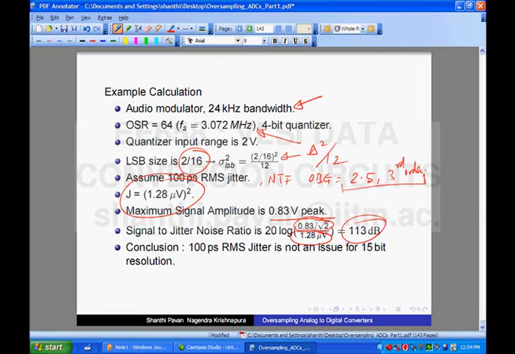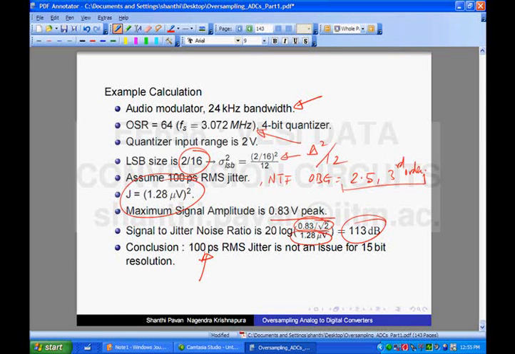You understand? So the conclusion is that 100 picoseconds RMS jitter is not an issue if you wanted to realize a 15-bit modulator for digital audio. You need an in-band SNR of something much larger than 90 dB or so. So if there is 100 picoseconds RMS jitter, the jitter noise is 113 dB, which is about 23 dB smaller than the SNR you are trying to hit. So clearly jitter is not a limiting factor. Does this make sense?